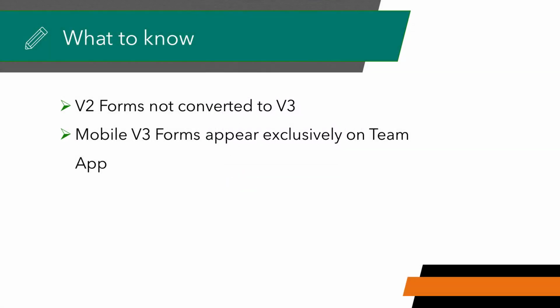Before we jump in, a couple of disclaimers about version 3 forms. First, the current version of forms, you might call them V2 forms, will not be converted into V3 forms. Because of the enhanced functionality, there is simply not a way to convert existing forms without sacrificing features on V3 forms. You will still have access to V2 forms so that you have plenty of time to learn and recreate those into V3 forms. Also, V3 forms published to the mobile will appear exclusively on the team app. They will not appear on the legacy app, so if you want to create forms for your field teams to use, we highly recommend switching to the team app.